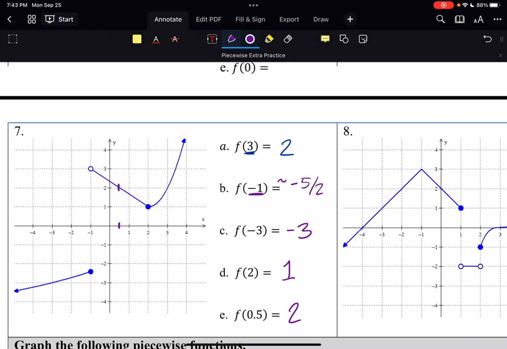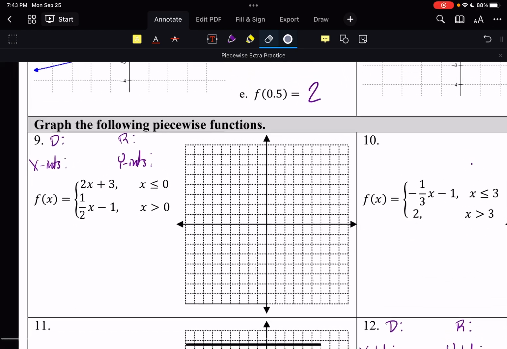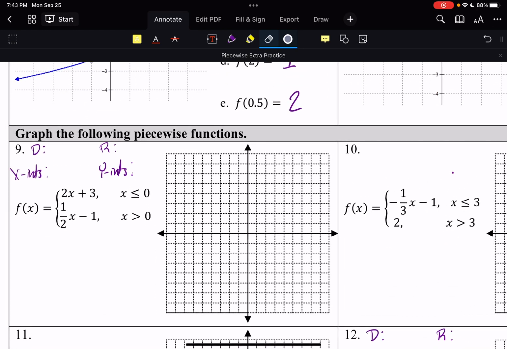So remember, that's how you read the graph of a piecewise function, and then just looking and seeing the difference of when it's defined versus when it's not defined. Okay, so now let's go ahead and talk about graphing and all the different pieces of information that we talked about: domain, range, intercepts, all that. So remember, you're just graphing the lines or the functions on the different pieces of the domain.